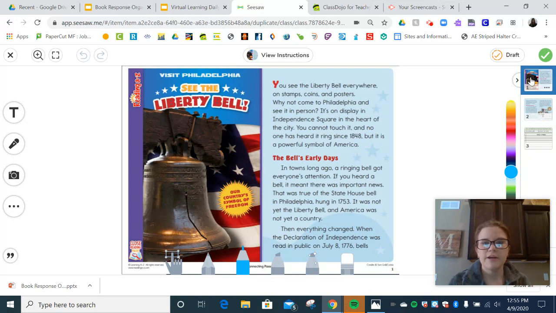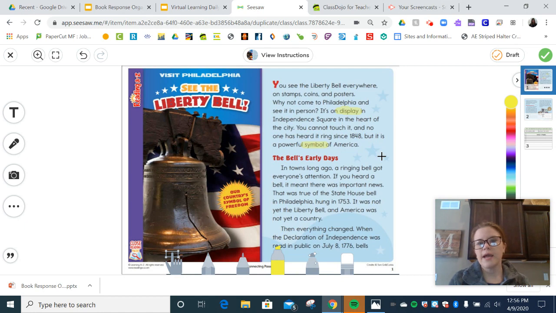America. All right, so I am going to stop reading right here because I noticed as a reader that we've already seen two of the words that we need to figure out what they mean, or we need to tell people what they mean. So I'm going to take my highlighter tool, and the first word is display, and then the second word is symbol.